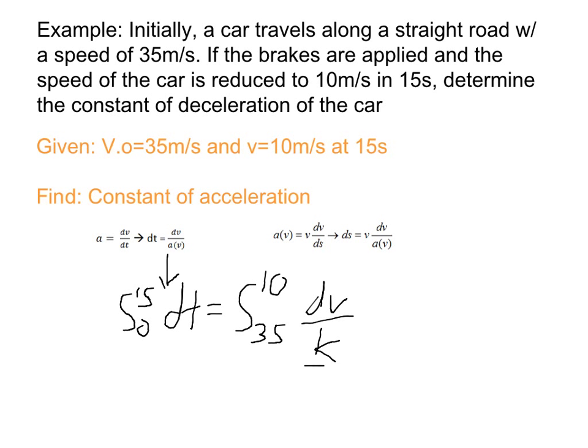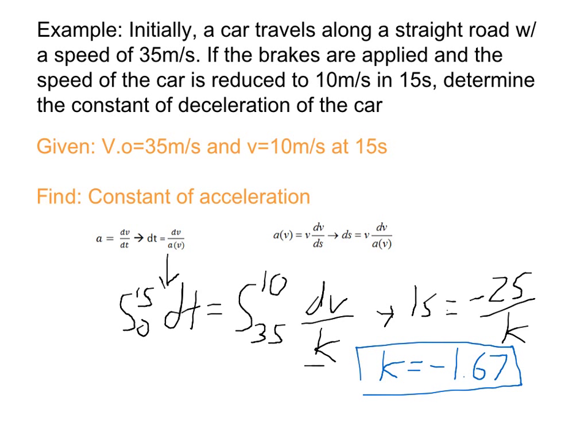That's our constant. And then you solve both of those, and you will end up getting 15 equals negative 25 over k. And so then k equals negative 1.67, and that is our answer. So it's decelerating at negative 1.67 meters per second squared. I should have had units throughout all of this.